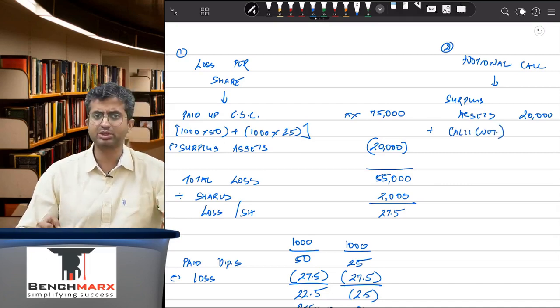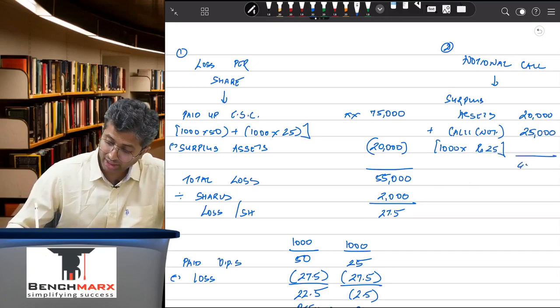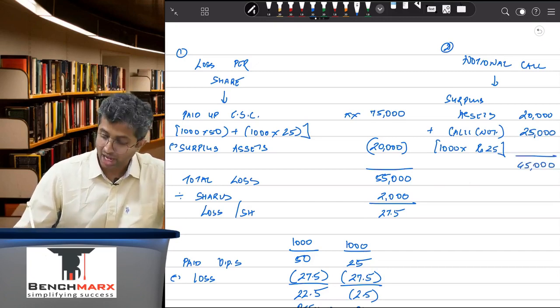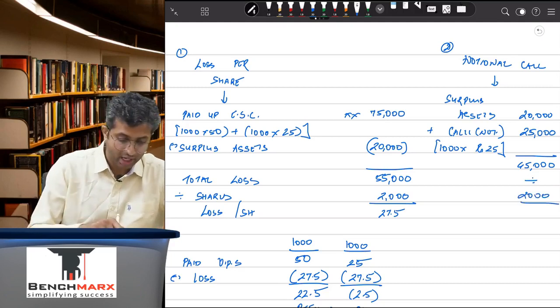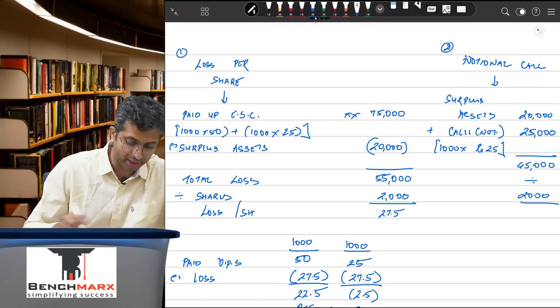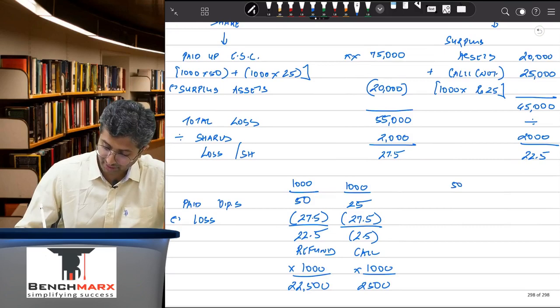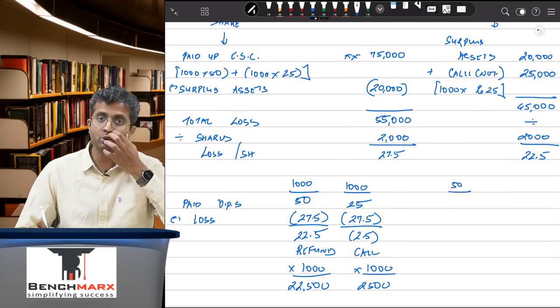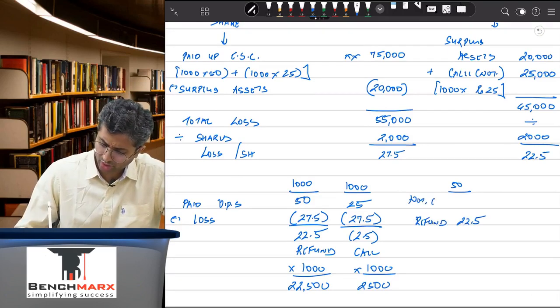Now, for the first 1000 shareholders, they are fully paid, so no call. However, for the next 1000 shareholders, 25 is still to be paid, and hence 1000 into 25, so your notional call will be 25,000, and hence the total assets available for distribution is 45,000. 45,000 divided by 2000 shares, now all the shares being fully paid, is 22.5. So for the first group of shares which are 50 paid up, there is no notional call, so they will directly get the refund of 22.5.